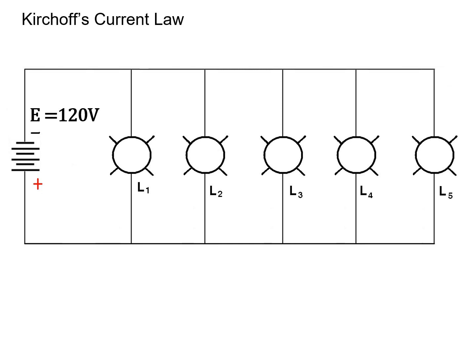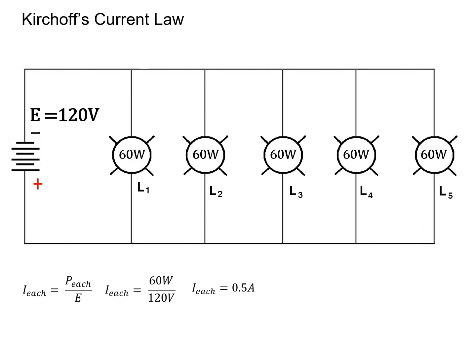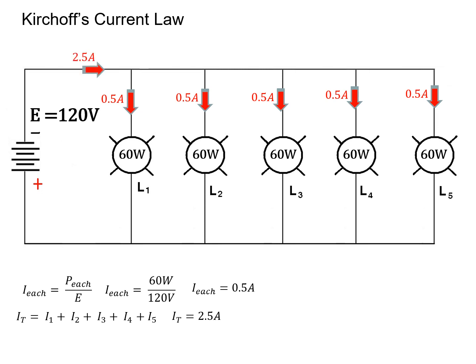Here I've got 5 lamps wired up, and each lamp is 60 watts. Being 60 watts and 120 volts, that means that each lamp is going to draw a half an amp. 5 branches at half an amp means that we're going to have a total of 2.5 amps for an IT. When it comes to our total power consumed in our circuit, we can just add up each of the individual powers. In this case, that's pretty easy since they're all the same, so it's basically 5 times 60, or 300 watts.